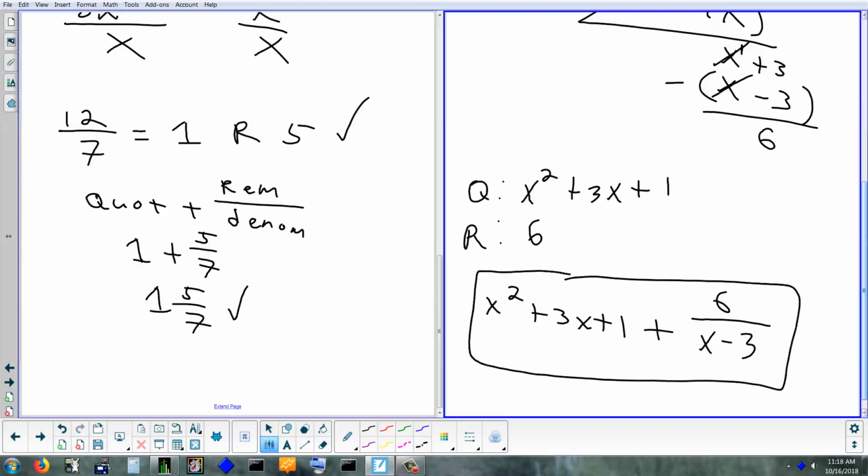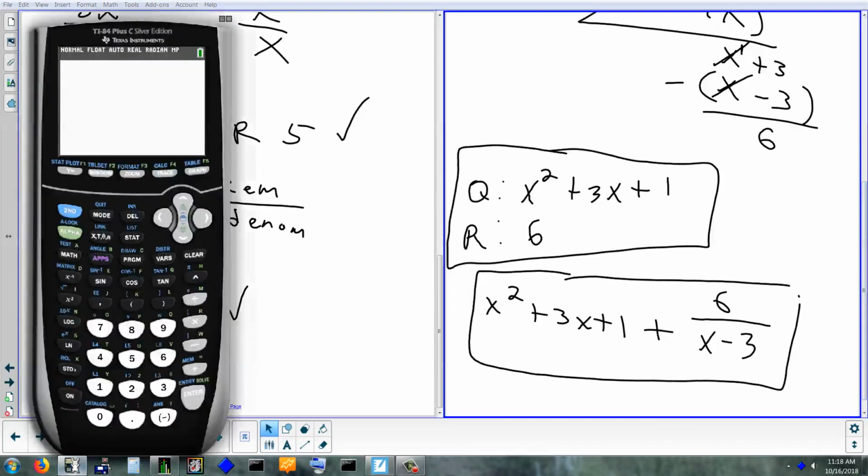So put a box around that one and around that one. The second one is nice because you can check it on the calculator. You can check that you actually did it right. Okay. And I'll show you how you can check your answer. Type your answer in. X squared plus 3x plus 1 plus, and now we just have to use parentheses around this last part. 6 divided by x minus 3. Pretty sure that's how you type it.